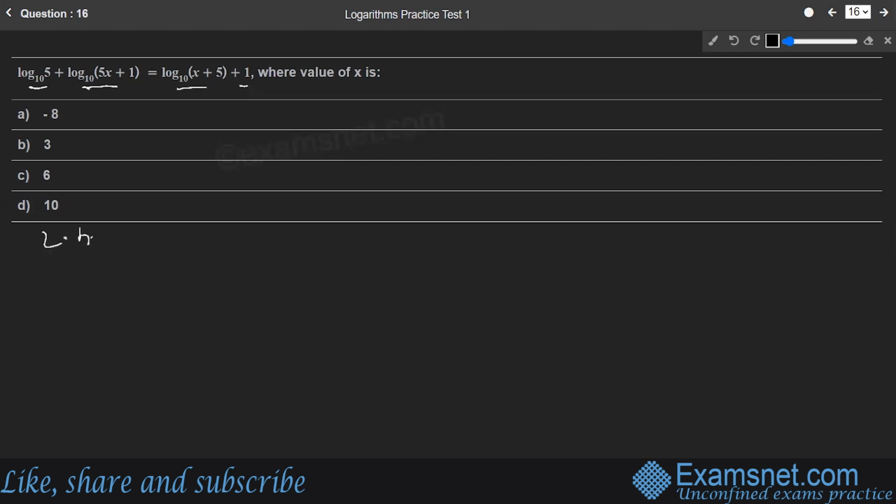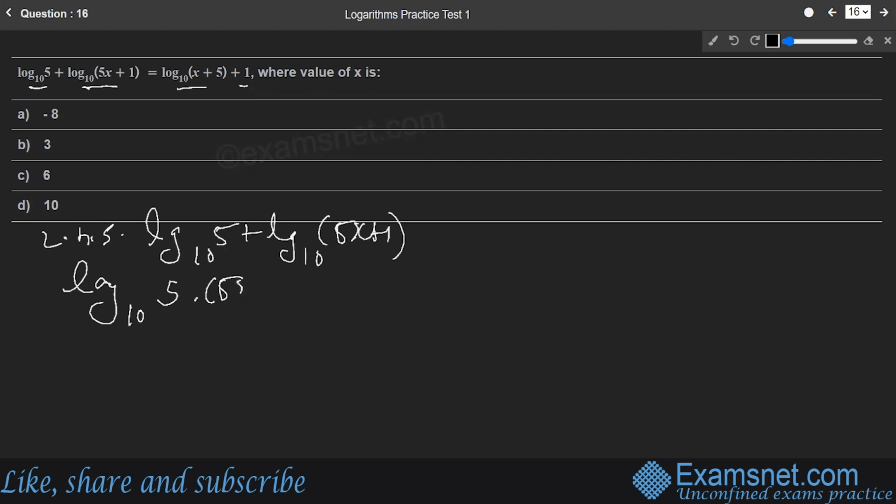On the left hand side, we have log base 10 5 plus log base 10 of 5x plus 1. The bases of the logs are the same, so we can use a property which combines them. It becomes log base 10 of 5 into 5x plus 1. What is the property used here? The property is log m plus log n is nothing but log mn. That's why the two terms have come in product form. So this is the left hand side.